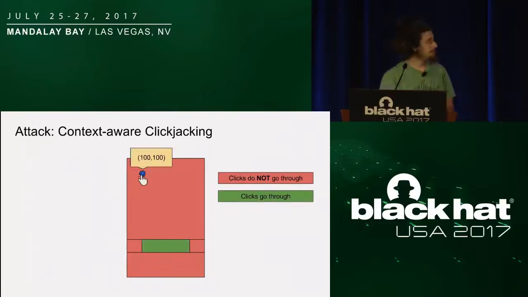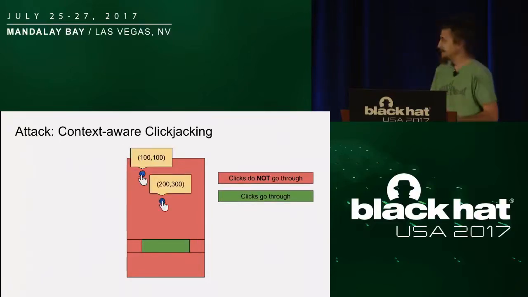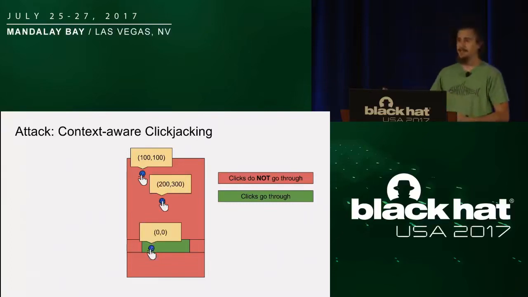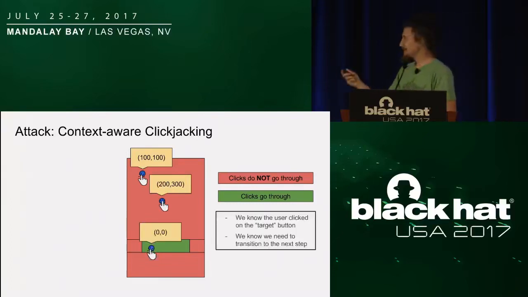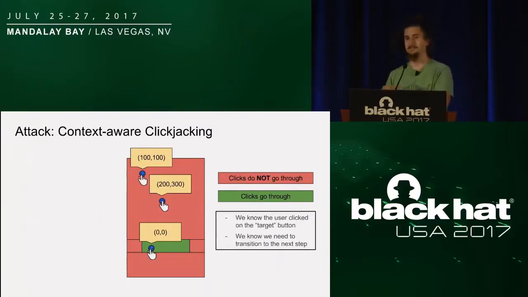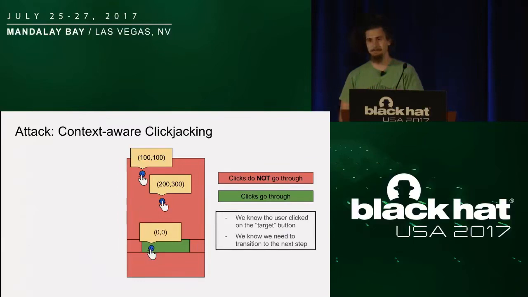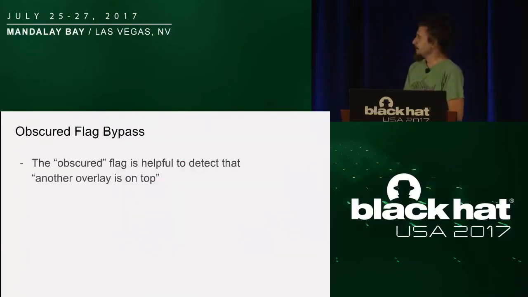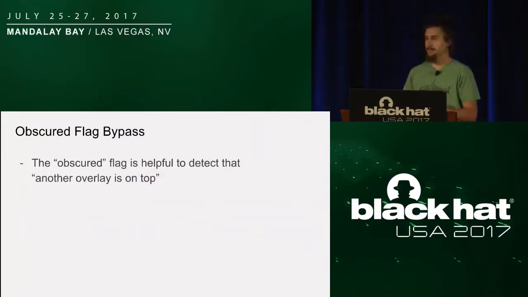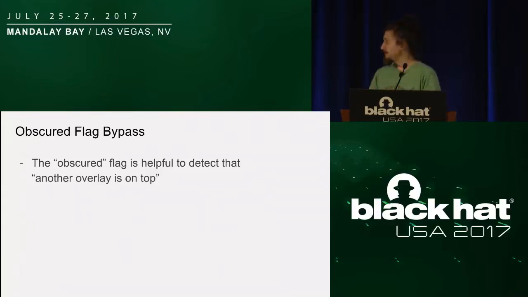Now, if you click here, you're going to get some coordinates. Same if you click here. But if you click here, you're going to get 0, 0 because of the security defense I mentioned before. And so the attacker knows exactly that the user clicked exactly where he wanted, and we can go to the next step. So you can adapt and go to the next step. The second part of this clickjacking attack is that we need to bypass this obscured flag. And the obscured flag is helpful to understand if there was something on top and if there was some other overlay covering the button.